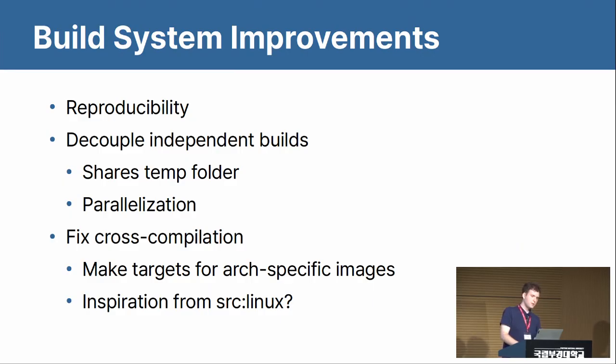We should decouple independent builds of independent flavors. Right now, everything is trying to build at the same place, which means you can run only one of them at a time, which means you do not get parallelization. You can split those, run things in parallel, which would improve build speed and help us iterate faster on installer development.